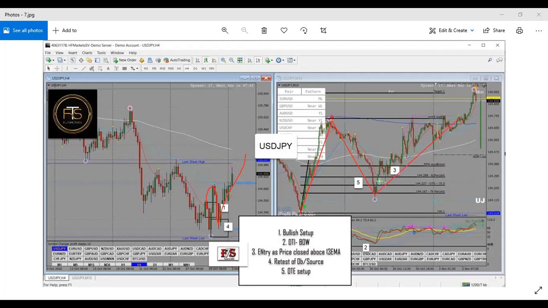Exactly. Now look at here. Entry as price closes above the 30 EMA. So we're going to enter from here, and it went up, it did a drawdown, and finally it made its move to the upside.